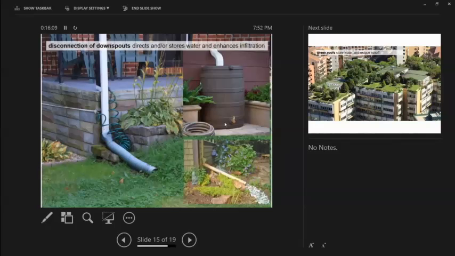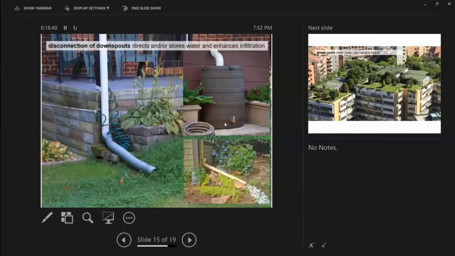Okay, very simple thing. If you're thinking about trying to reduce flow into a gray infrastructure system, one way is to disconnect downspouts. So I believe that we don't have any, or we're not supposed to have any connected downspouts to our stormwater system. So a city manager knows. Is that right? Are there rules preventing connections of downspouts to stormwater systems?